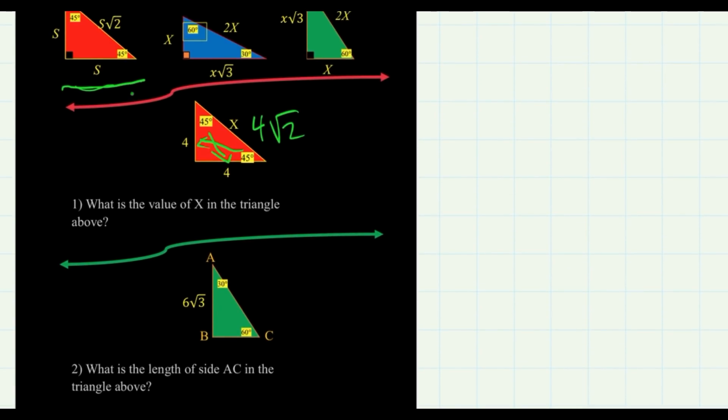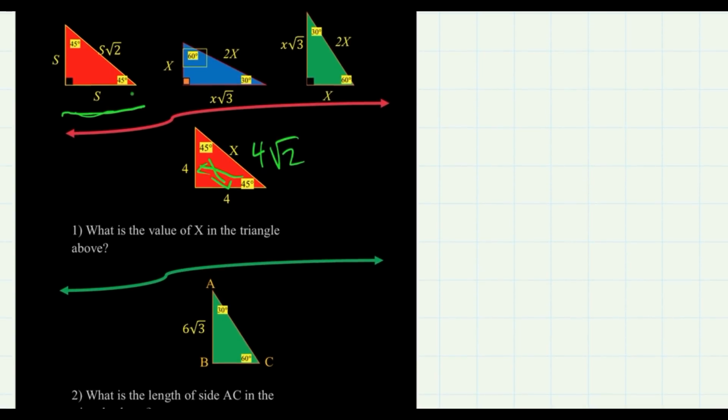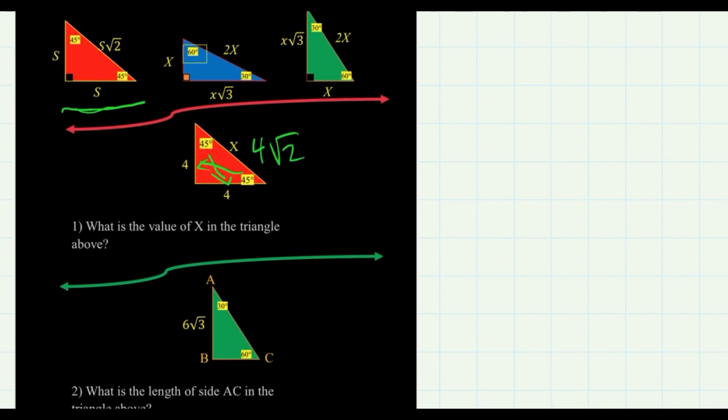Let's look at number 2. What is the length of side AC in the triangle above? Well, this is the 30, 60, 90 triangle with the 30-degree angle on top, and that's the same as this triangle right here. Notice the side opposite the 30-degree angle is always the side that's x. So opposite the 30-degree angle is the x side.